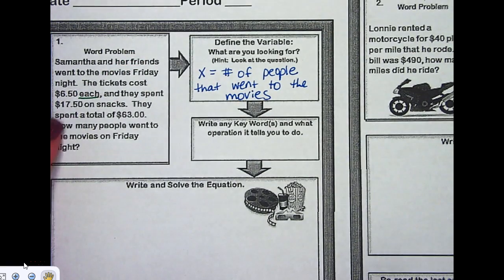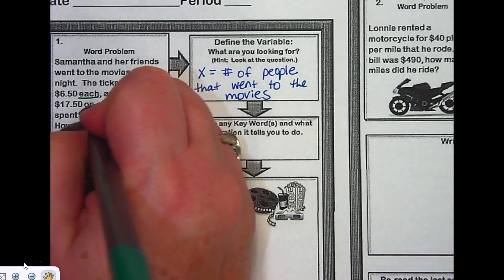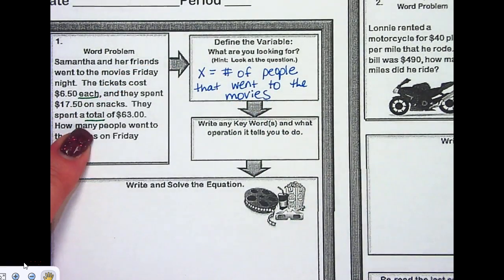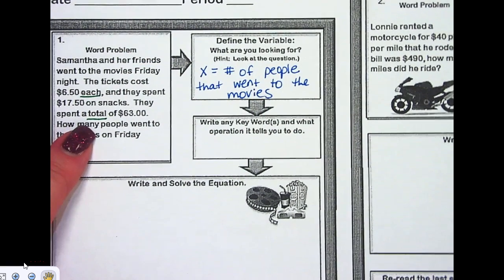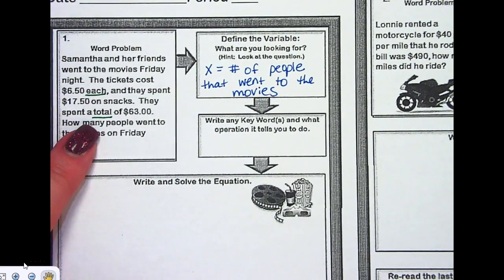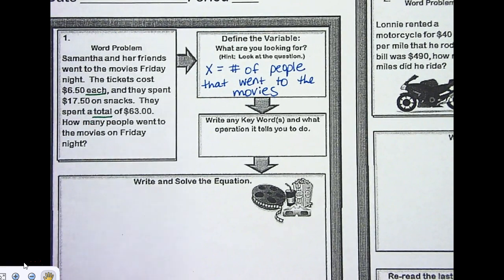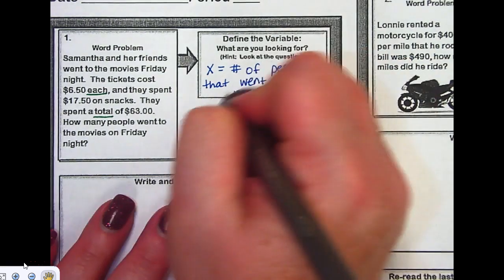And they spent $17.50 on snacks. They spent a total of $63. So I feel like those are both some keywords there. Anybody think they know what each means to do here? What do you think, Alexis? Each is going to mean to multiply.